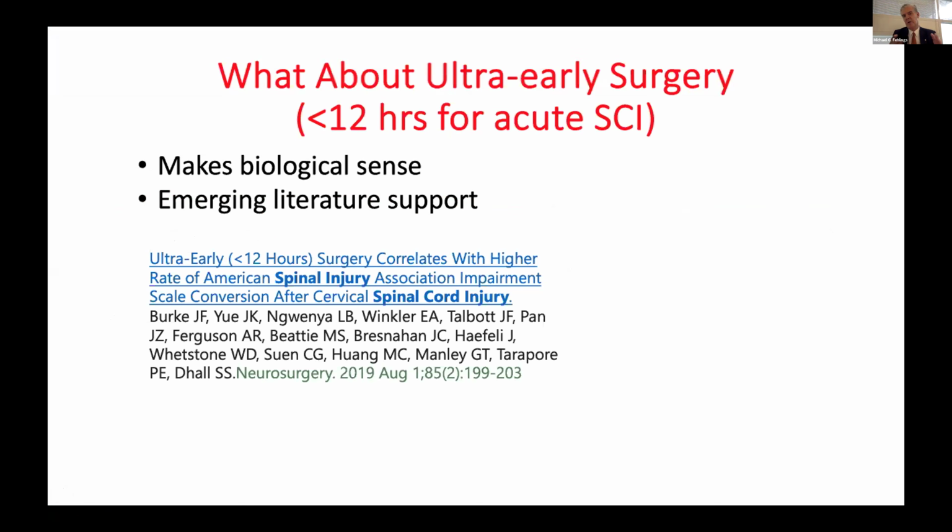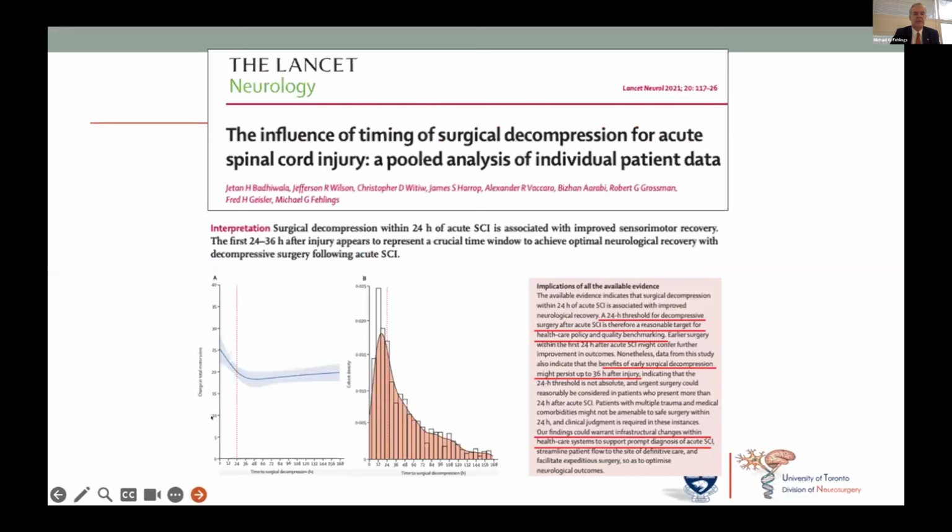Now, what about this concept of ultra early surgery? There's nothing magical about this 24-hour time frame, but it was one that was felt to be biologically rational, but also clinically feasible. Now, ultra early surgery, which we've defined as less than 12 hours, makes biological sense. And there is emerging literature support. So, for example, this paper from the San Francisco group suggesting improved outcomes with earlier surgical intervention.